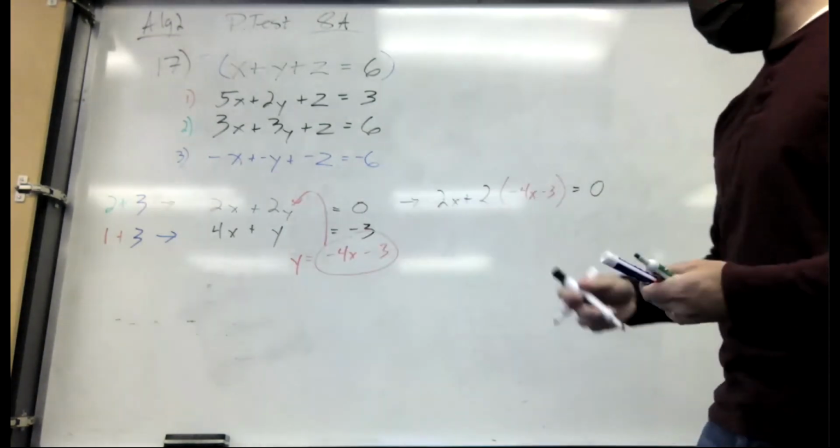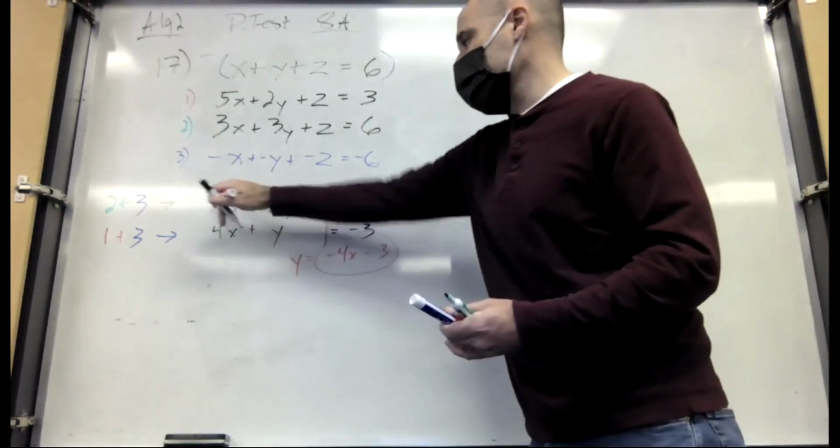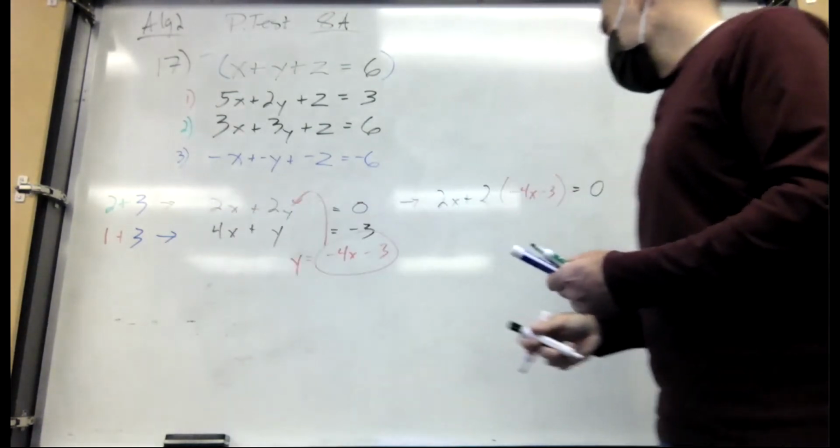You could have used elimination again if you wanted to. You would have to multiply this by negative 2 or something, or this by negative 2. You would cancel the x's.